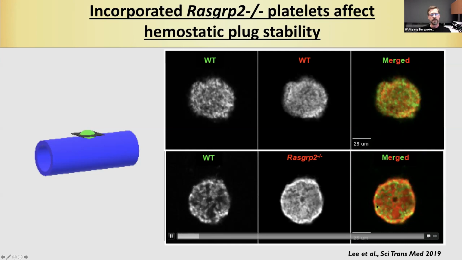wild-type platelets. So these mutant platelets get recruited into the plug, but then they cannot really participate in the adhesion or in the aggregate formation, and so they get squeezed into certain areas where they become a liability for the stability of the plug. So that's one way that your endogenous platelets affect your transfusion efficiency.